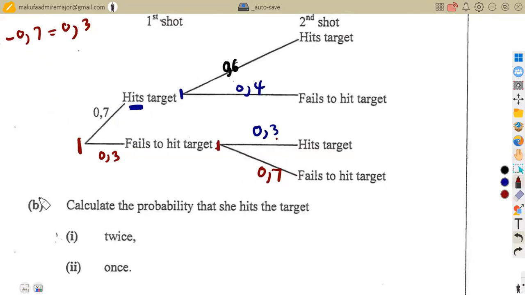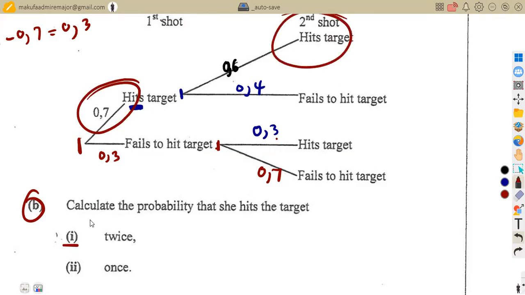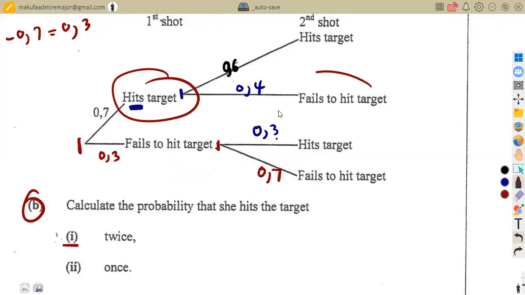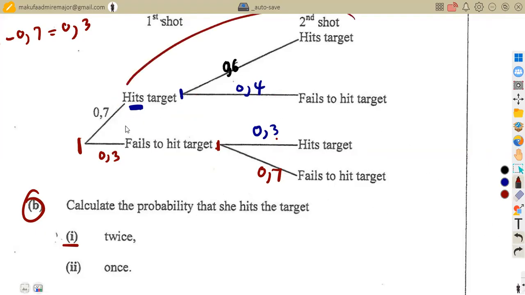All right, now they're saying, calculate the probability that she hits the target twice. That means she hits for the first time, she hits for the second time. That is to hit twice. That is the only condition, because for the first time here, she has failed to hit. So she can hit the second time, but it's not twice because she failed in the first place. This one is a fail and this one is a fail, so it's impossible. This one here is a hit followed by failing to hit, so this part does not work. So we are going to take this part of hitting the first time and also hitting the second time.